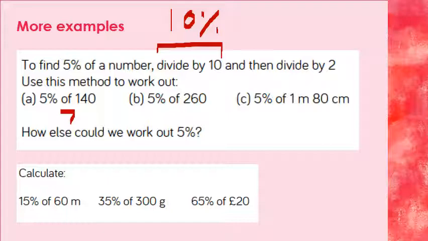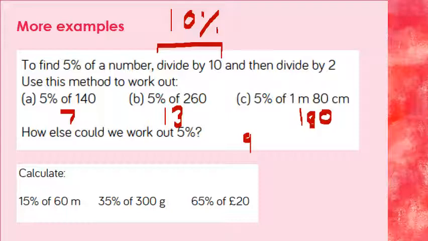5% of 260, well, 10% is 26. Half that would be 13. 5% of 1 metre and 80 centimetres. Well, I would first convert that into 180 centimetres, so we're working in one consistent unit of measurement. And then 10% of 180 is 18. Half of that would be 9. So how else could you work out 5%? Well, you could work it out by dividing by 100 to find 1% and then multiplying it by 5. That's another way you could do it, and you would end up with the same answer.